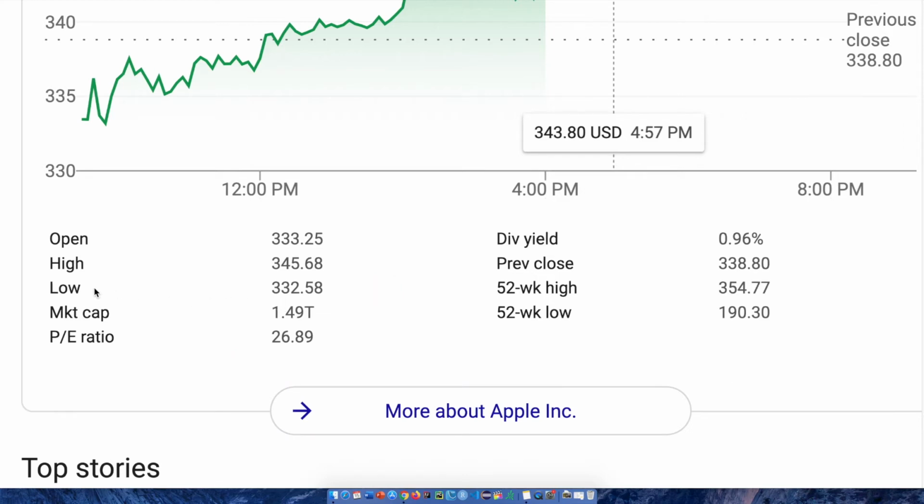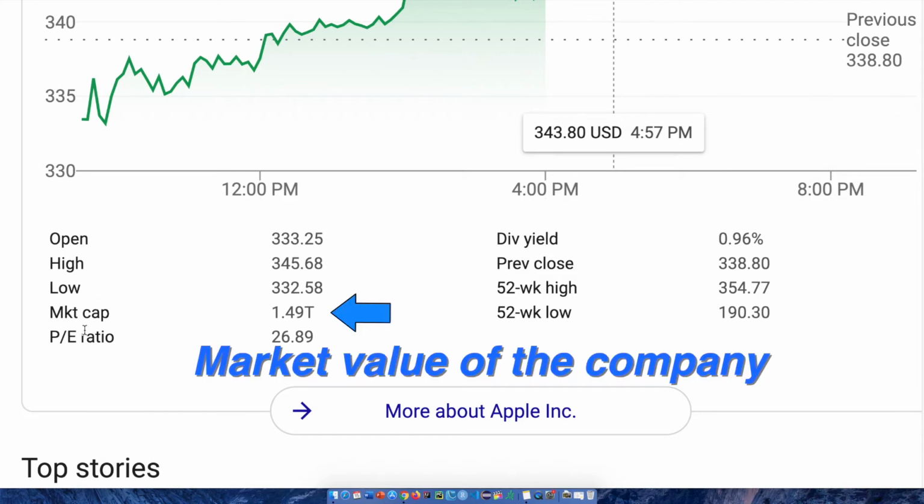$332.58. Now, an important measure of a company, which is very important, is the market cap, which is the market capitalization. So essentially, this is the market value of a company, which means what the company is worth. So as you can see here, Apple is currently worth $1.49 trillion.